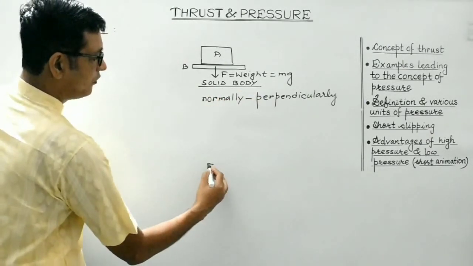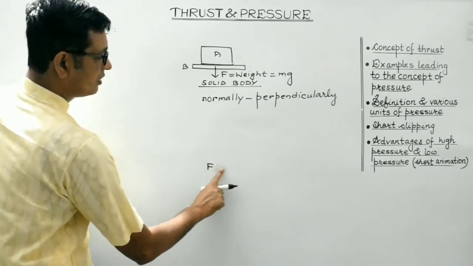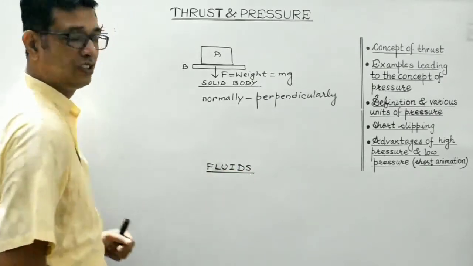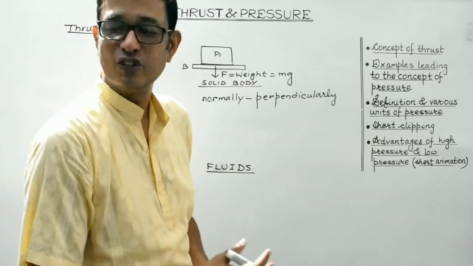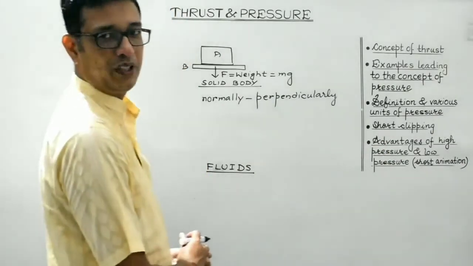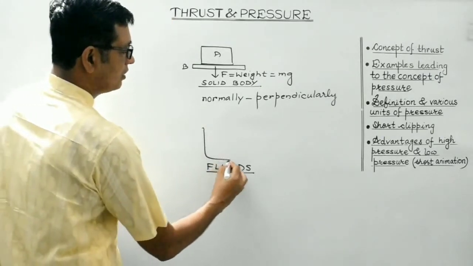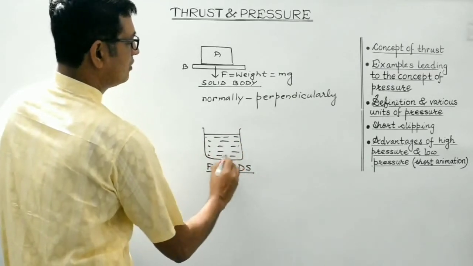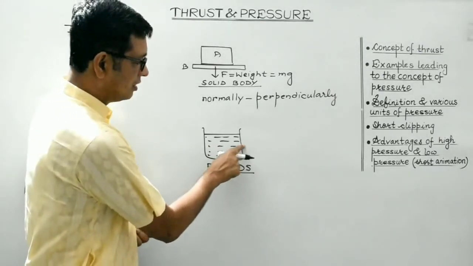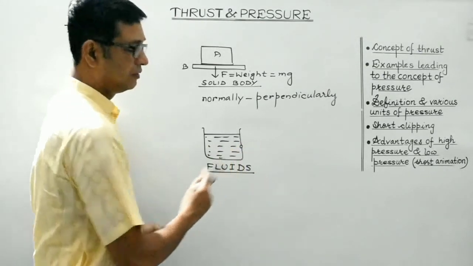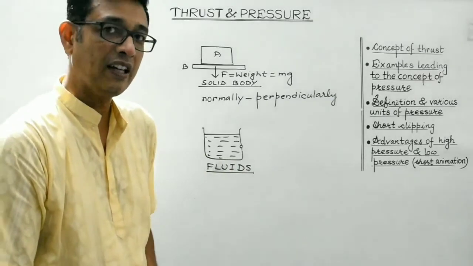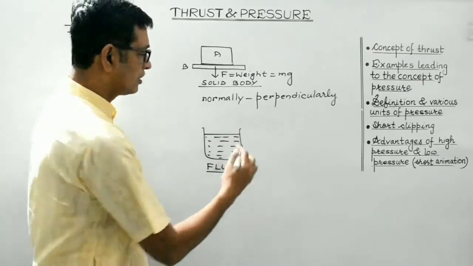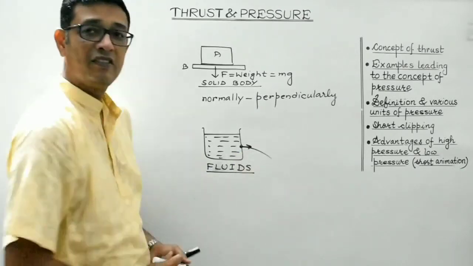Now let's consider the case of a fluid. Liquids as well as gases can be termed as fluids. Substances which can flow are known as fluids. Let's consider a simple example. Suppose this is a vessel in which liquid is stored. Any liquid. And let us consider this small hole over here, right? It is an orifice, O-R-I-F-I-C-E, orifice or hole below the free surface of the liquid. Now obviously the liquid will start coming from it, isn't it?